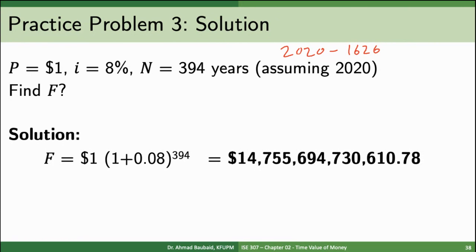How do we do that? Plug in the numbers, and you see the amount here, which is huge, astronomical, right? And so this is 14,755,694,7,300,610.78. And you see here, even though the interest rate is kind of high, but it's not that high, it's 8%. But if your money keeps growing year on year on year for 394 years, it's huge, from just $1. So again, I remind you of the Einstein quote when he said compound interest is one of the most powerful forces, the most powerful force in the universe.